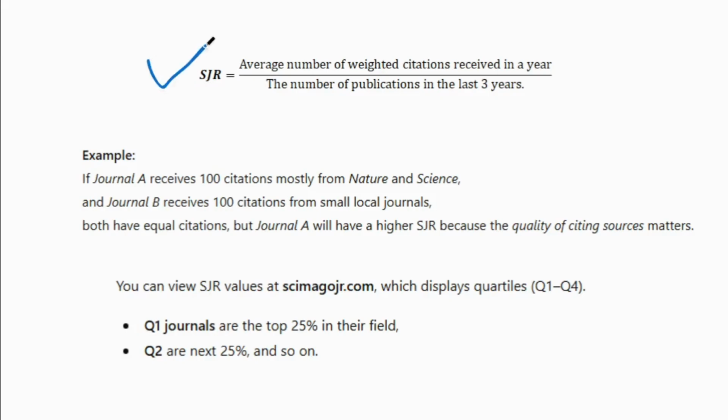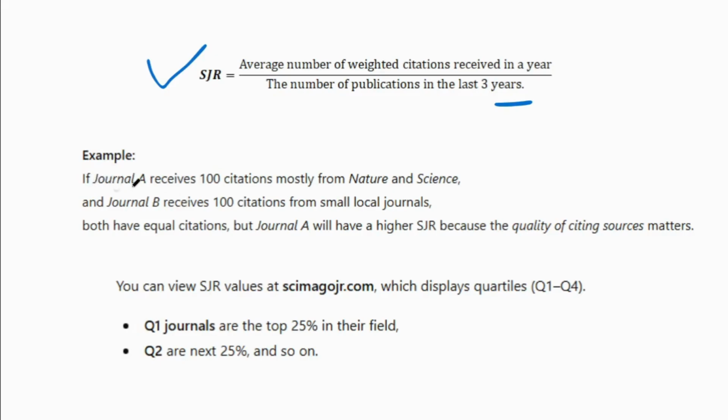So this is the formula to calculate SJR. SJR is equal to the average number of weighted citations received in a year divided by the number of publications in the last 3 years. So it is calculated for a 3-year window. This formula is a little complicated, but you don't have to calculate this. This SJR value is freely available on the Scopus source page.